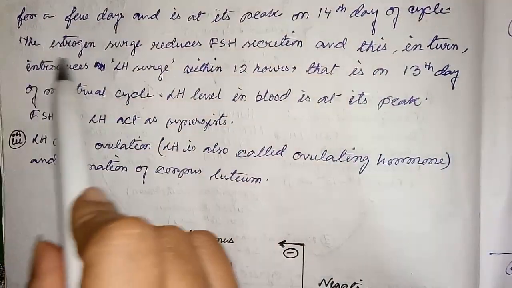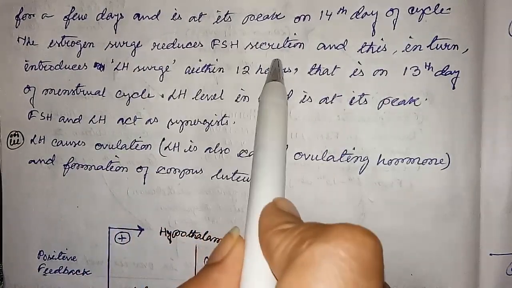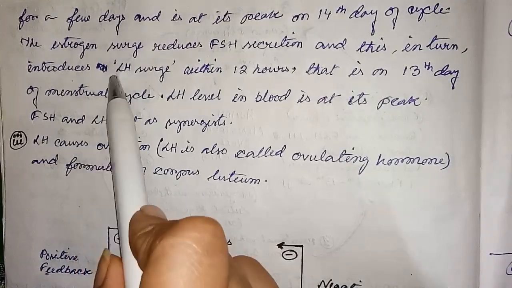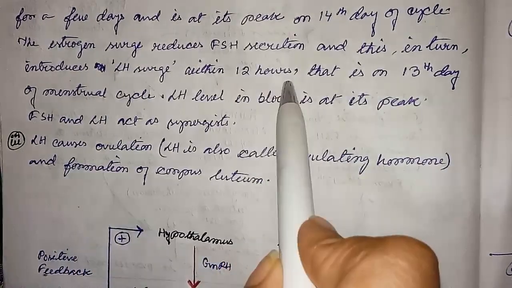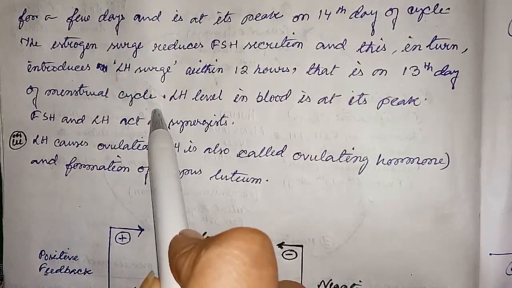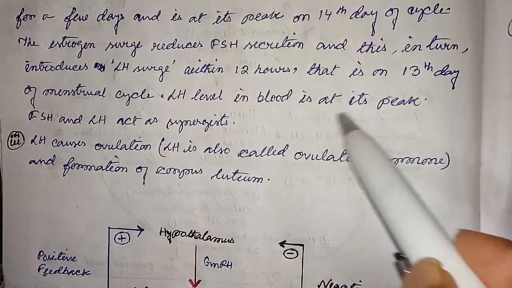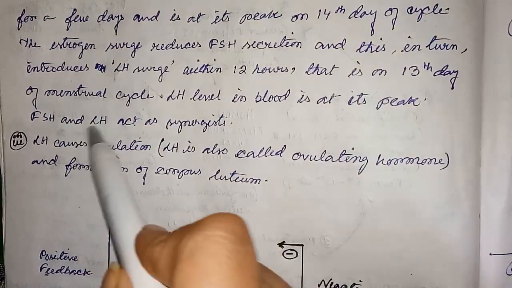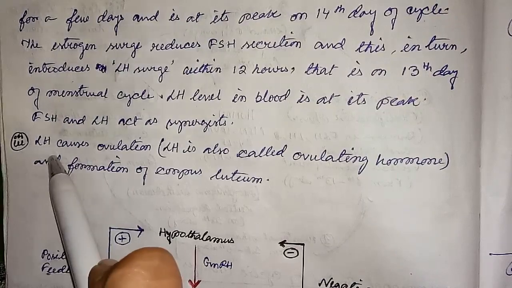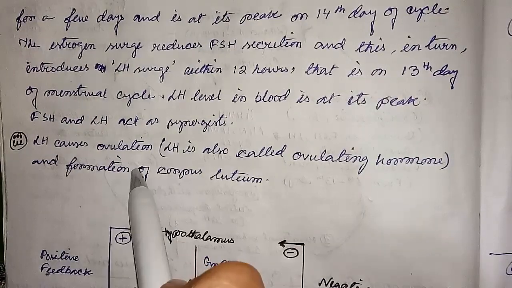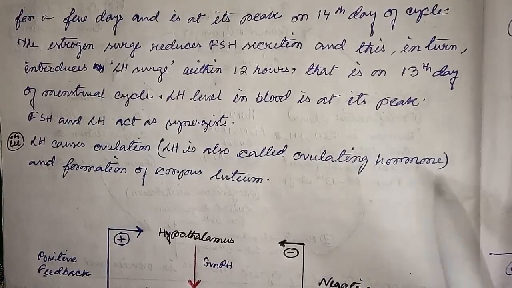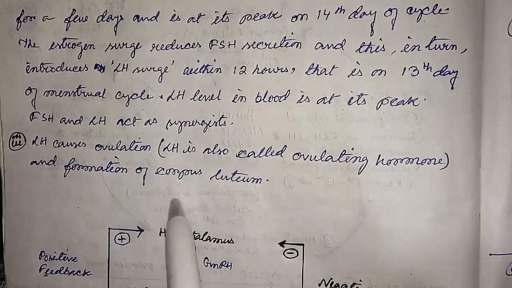Okay. The estrogen surge reduces FSH secretion, and this in turn induces an LH surge within 12 hours, that is on the 13th day of the menstrual cycle. LH level in blood is at its peak. FSH and LH act as synergists. Next, LH causes ovulation. LH is also called the ovulating hormone, and it causes formation of the corpus luteum.